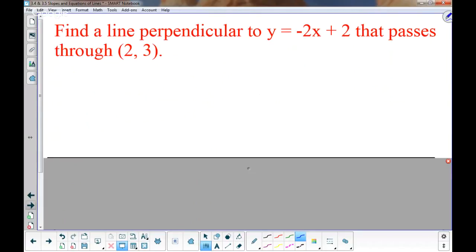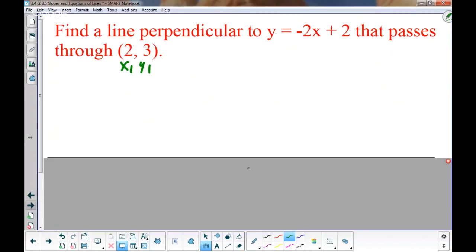All right, so now let's add in our parallel and perpendicular. We're going to ask you to do things with that. So in this case, it says find a line perpendicular to y equals negative 2x plus 2 that passes through 2, 3. So let's think about it, guys. We're going to put this in the slope-intercept form. But again, we're always going to start on point slope. So what do we need? We need our slope of our line, and we need a point. Well, we got the point. Point x1, y1 is right there. It's 2, 3. That's our point.